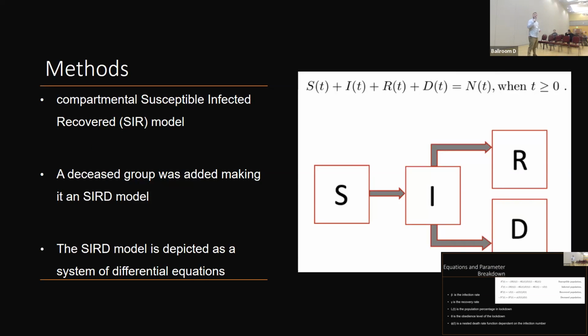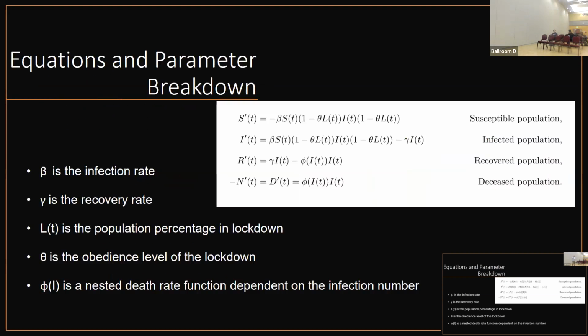And phi is a death rate function that is dependent on the infected number. I won't go too far into that. That's a cool little function that I added that is determined by hospitals being overcrowded. But yeah, pretty cool.